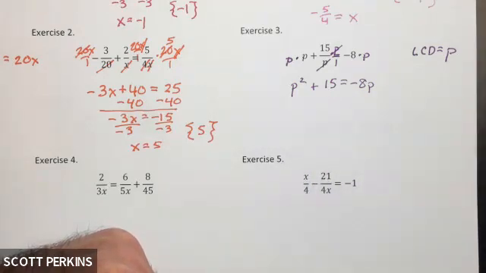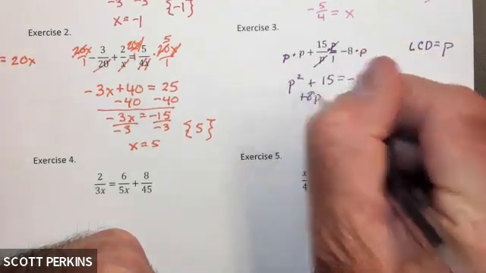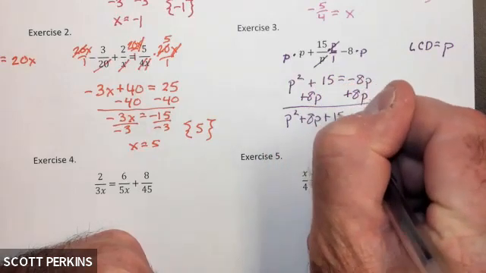Yeah, you've got to set it equal to 0. I've got to move the 8p over. So I will do that as I was told to do. So perfect. And so what I have is p squared plus 8p plus 15 equals 0.